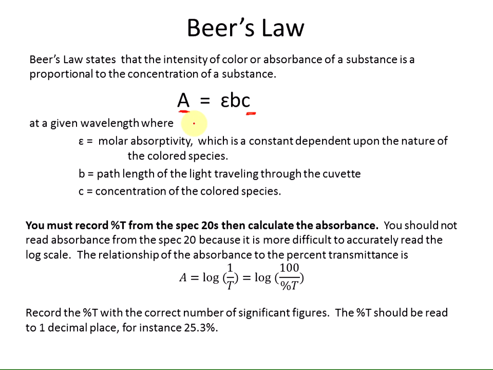Now remember, you must record percent T, the percent transmittance, from the SPEC-20s, and then we'll calculate the absorbance from that percent transmittance. You should not read absorbance from the SPEC-20 because it's more difficult to accurately read the log scale. The absorbance equals the log of 100 over percent T. Be sure to record the percent T with the correct number of significant figures. The percent T should be read to one decimal place, for instance, 25.3, because the instrument is marked off in 1%, so you estimate the next digit over, in the tenths position.